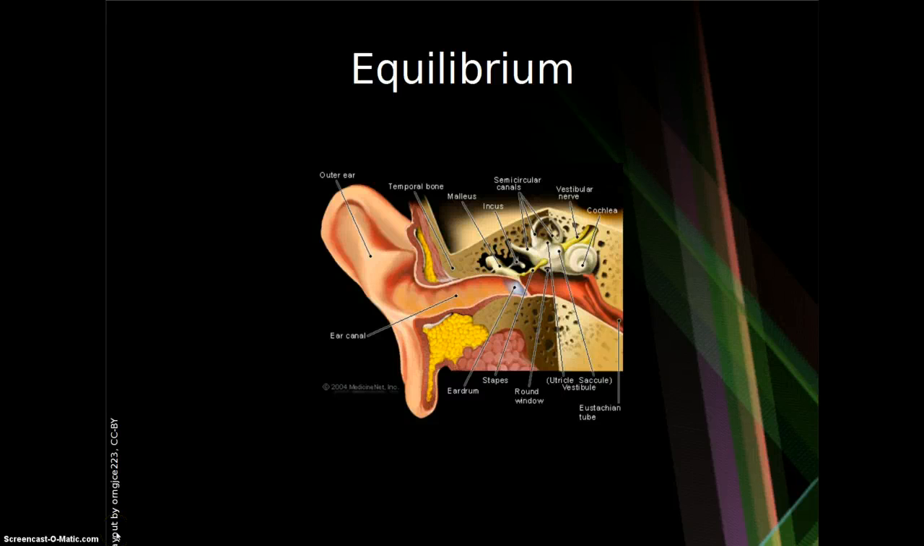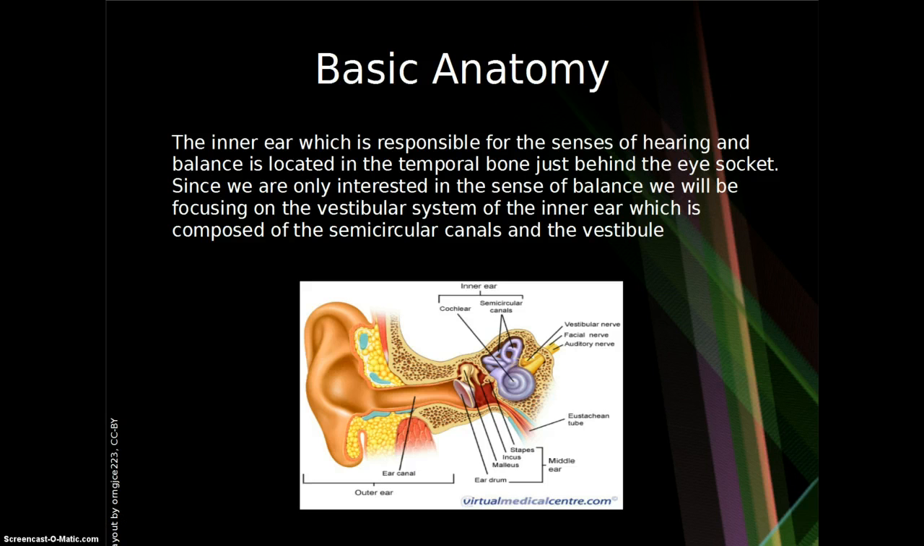So today we're going to be taking you through a little bit of anatomy and physiology of the sense of equilibrium. The sense of equilibrium is controlled by the vestibular system in the inner ear, which consists of the semicircular canals and the vestibule, which is right here, but it's not labeled.